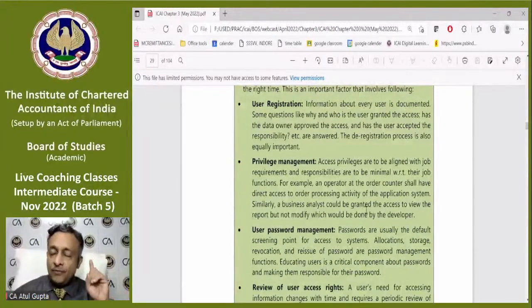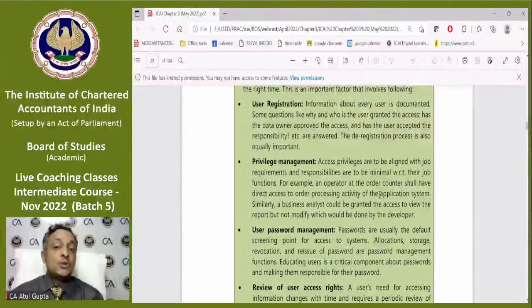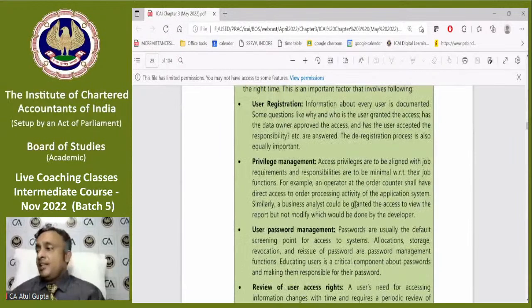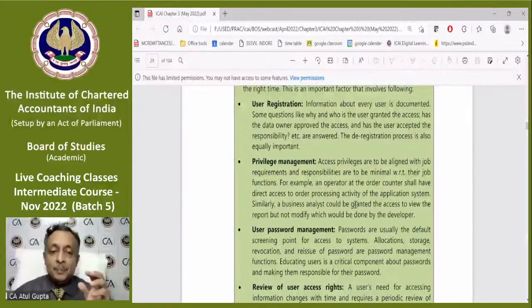So we have read the first, details of the person who is going to use the system. Then next is privilege management. Now, privilege management is what a person can do, what he or she cannot do. That is privilege management. This relates to their job responsibility. I'll look at your answers after I go through this table. Then user password management.